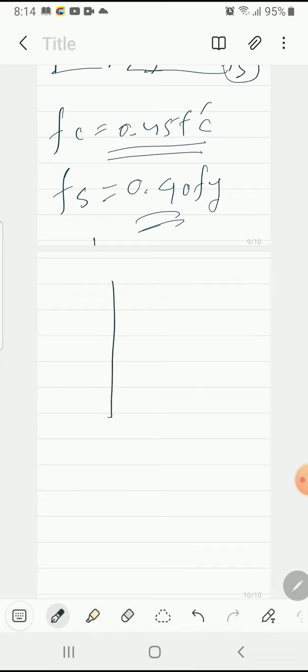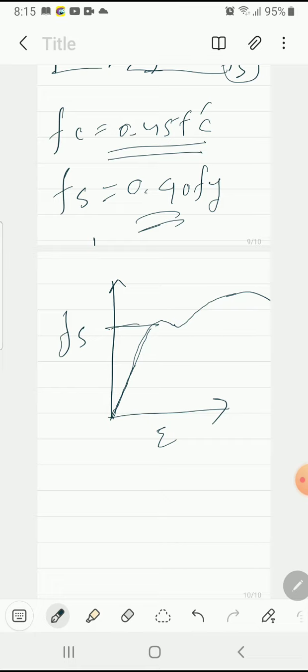So if we see the stress strain diagram of steel, okay, we will see it will look like this. Okay, this is strain and this is steel stress. Say this level is Fy. Okay, and we see that this portion is linear before Fy.